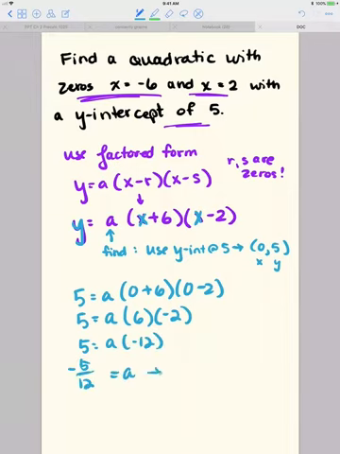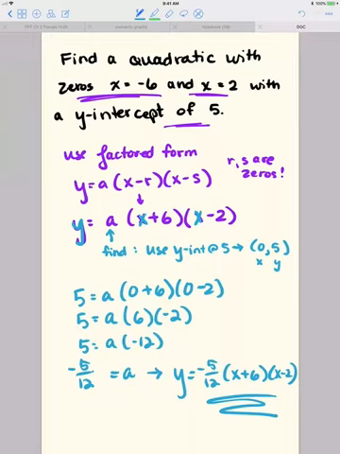Again, don't use a decimal, use the exact fraction simplified. And 5 over 12 is simplified. So our formula is negative 5/12 times x plus 6 times x minus 2. And again, you can leave it or you can FOIL it out, but if it's accepted factored, just leave it factored. And you can graph it if you want to verify that it does have those zeros and that y-intercept. You always have that option to graph to verify that your equation matches the setup that you've been given. So if it gives you vertex, use vertex form. If it gives you zeros, use factored form.